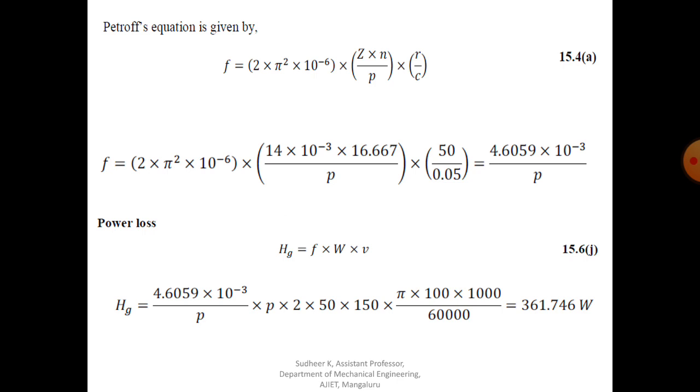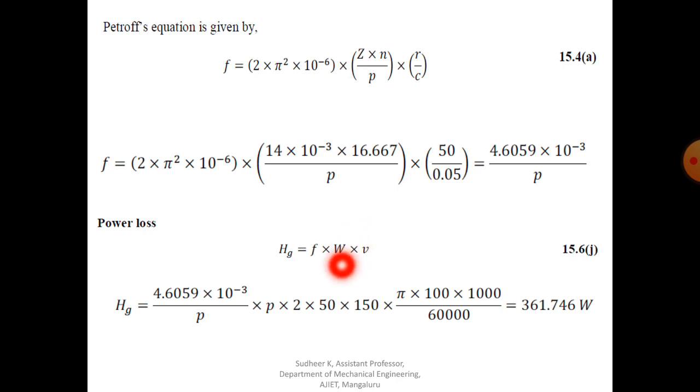After substitution, you will get the power loss value as 361.746 watt. So this is the final answer for this problem. Usually they will ask such problems based on the Petrov equation. Either you have to find the coefficient of friction, or any one of the unknowns, like maybe you can calculate Z, or maybe you can calculate the P value.